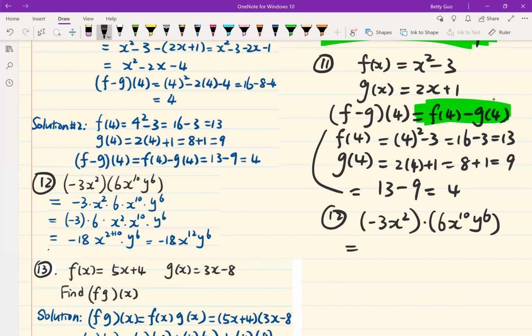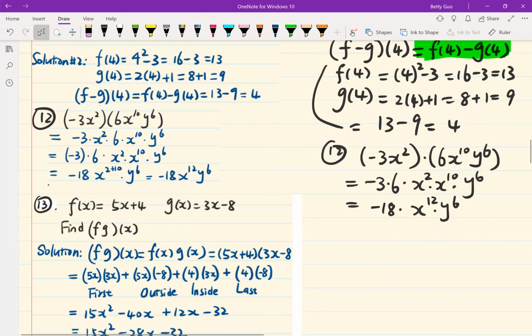So we're going to rearrange the factors in the product. We're going to put a -3 and a 6 together, x squared, x to the power of 10 together, and y to the power of 6 here. -3 times 6, -18. X squared times x to the power of 10. By the product rule, keep the base, add the exponents, 2 plus 10, 12, times y to the power of 6. The multiplication of the two monomials is another monomial.